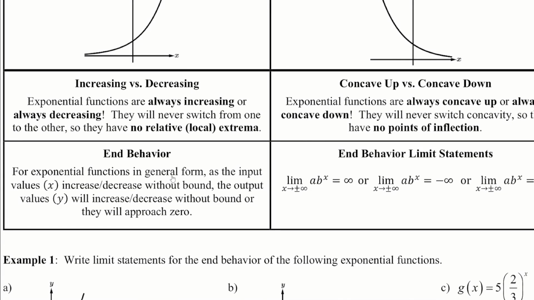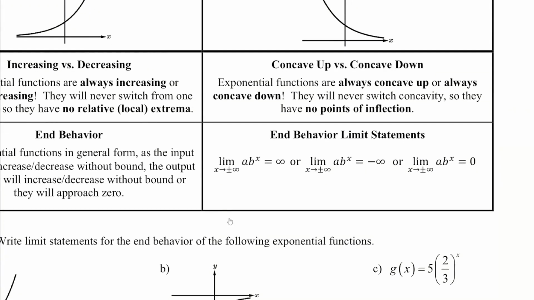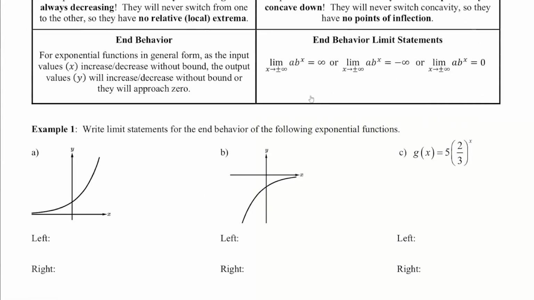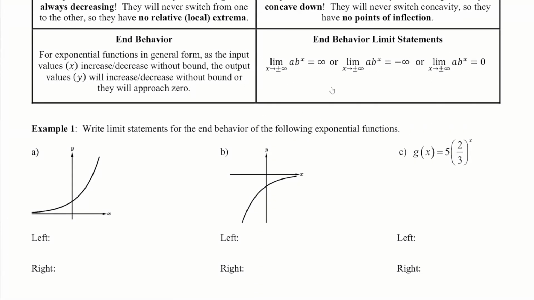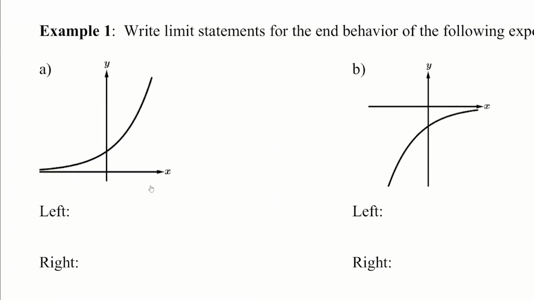For exponential functions in general form, as the input values of x increase or decrease without bound, the output values of y will also increase or decrease without bound, or they'll approach 0, which means there's only a few types of limit statements that we could have. One where, whether we approach the left-hand side or the right-hand side, we'll approach infinity. Or we'll have it where we approach negative infinity, or perhaps just 0. You will see with just these small few examples that this is true. We will only ever rely on these possible answers as our limits. Don't try to remember them. Be good at observing limits instead.